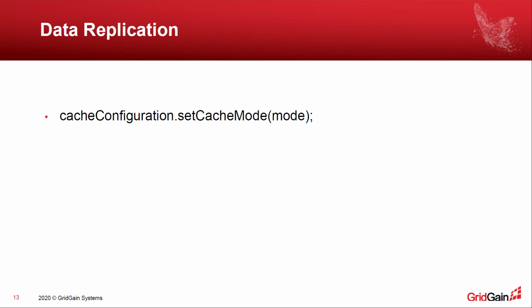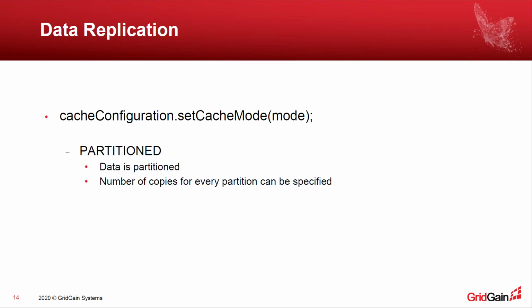In Ignite, you can specify the data replication mode with the setCacheMode method of the cache configuration bean. There are two modes. First one is partitioned. In this mode, data is partitioned. Every key is mapped to a single partition, and the number of partition copies for every partition can be specified. Next option is replicated cache. As you can guess, in replicated mode, every node keeps the whole dataset.